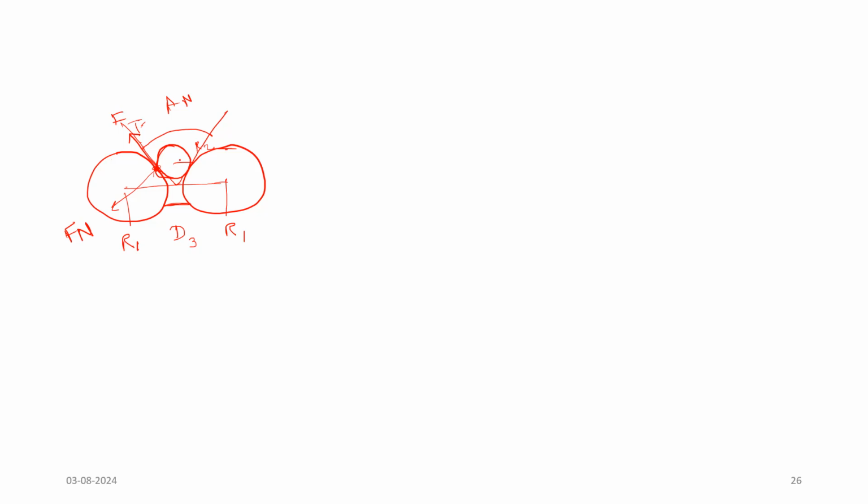Now, if it is the angle of nip, then we can consider its half angle, AN by 2. Okay. And similarly, if we draw a triangle between them, you will see that finally this angle also comes as AN by 2. Okay, this is just the mathematics, just geometry. So you will see that this angle will also come as AN by 2.